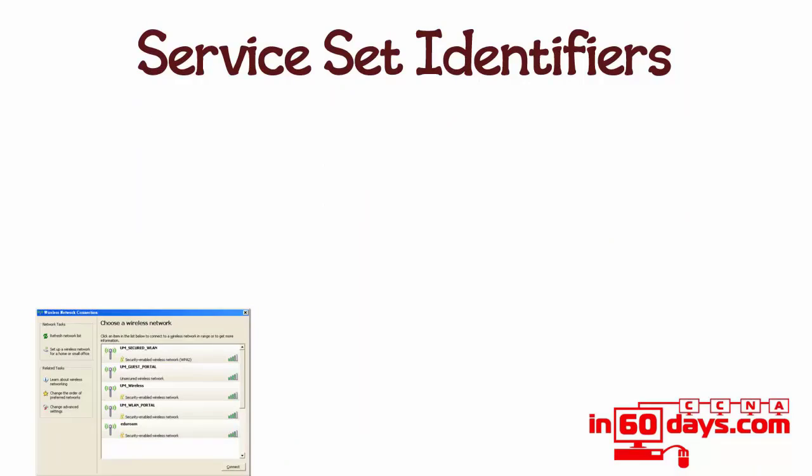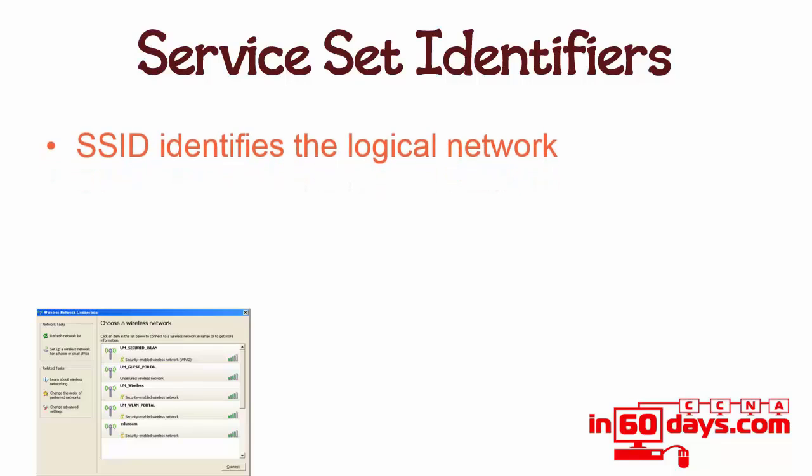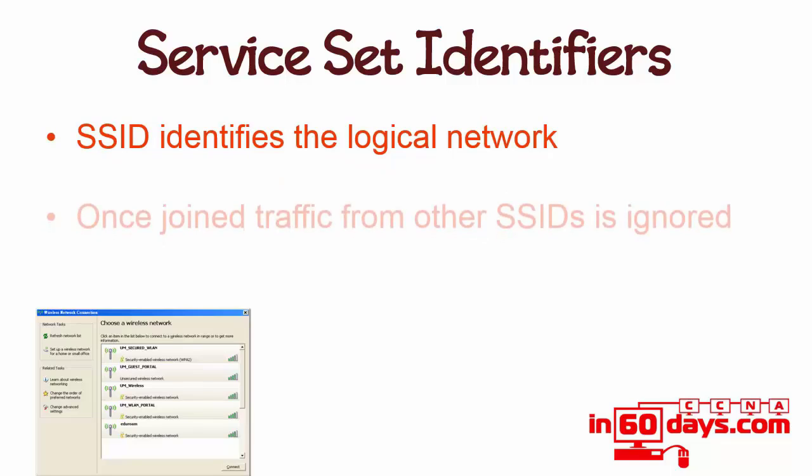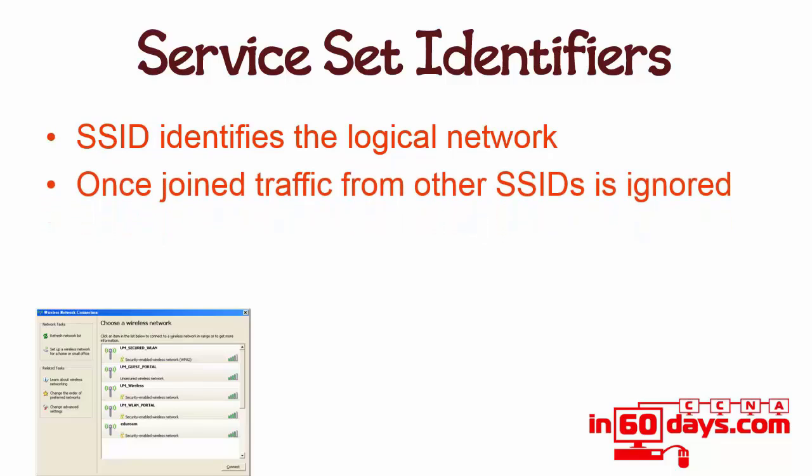I'm sure you're aware of service set IDs. Basically, it's the name of the wireless network that you would connect to, and we've all done it either at home or in coffee shops or places like this. So this identifies a logical network. Once you join this particular SSID, other traffic from other SSIDs is ignored.